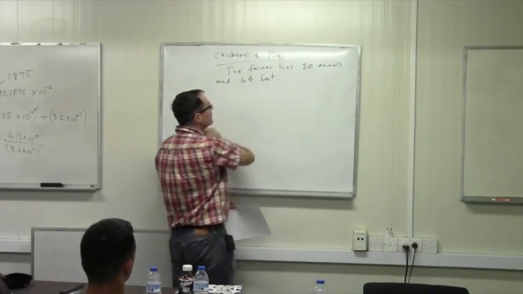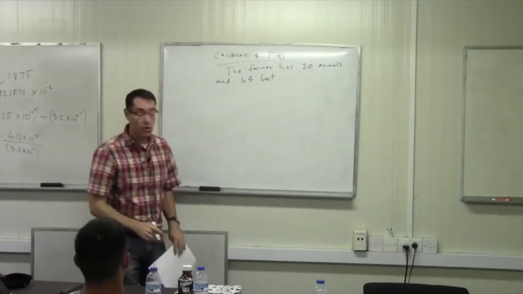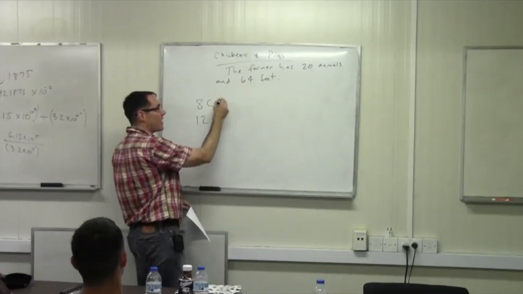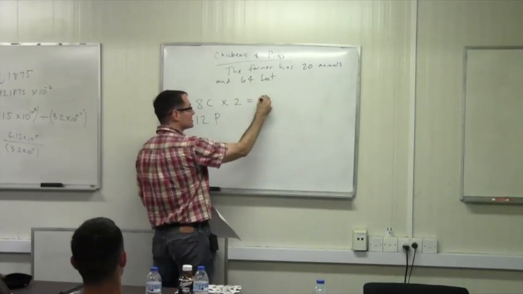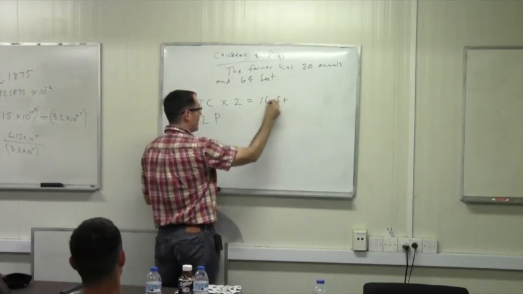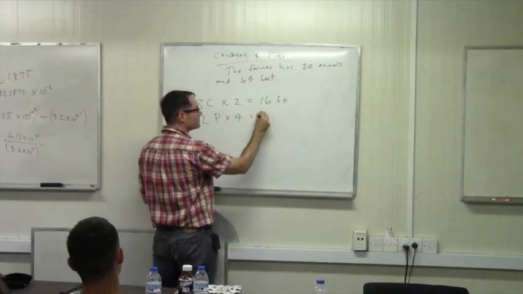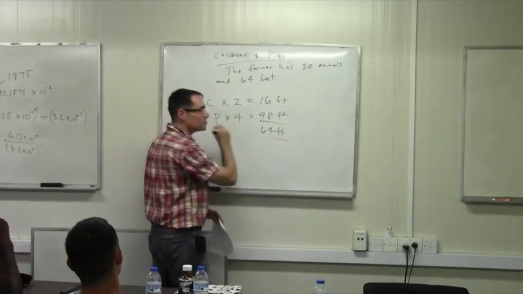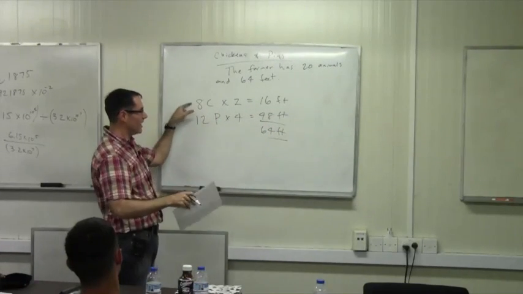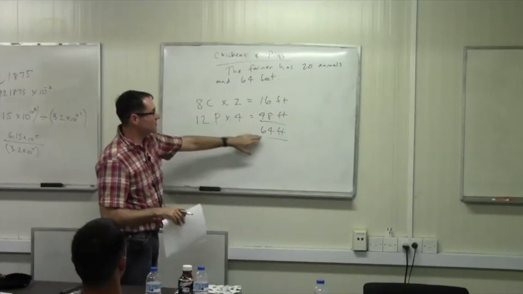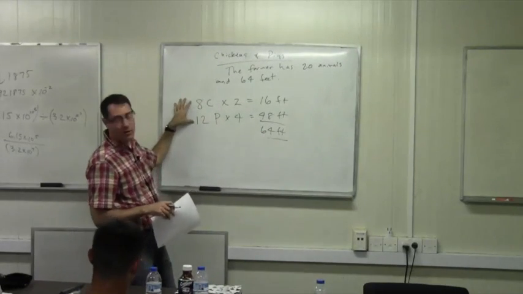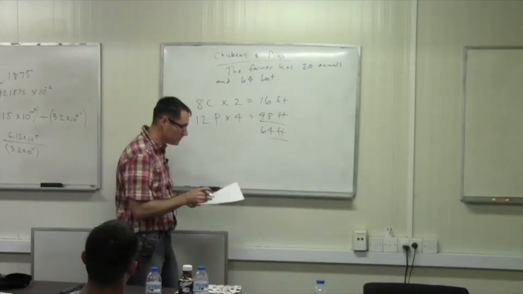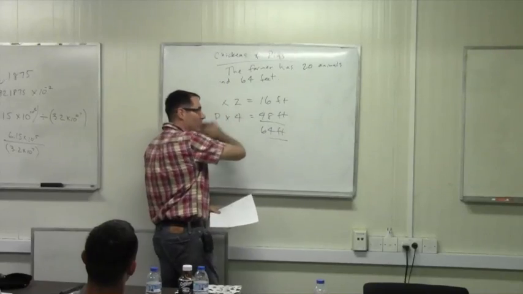Okay. So how would you check it? You would say, okay, I've got 8 chickens and 12 pigs. 8 chickens times 2 feet gives me 16 feet. And then 12 pigs times 4 feet gives me 48 feet. And then if I add those together, I get a total of 64 feet. There's your check. Because you said, okay, look, I've got 64 total feet, and I've got 20 total animals. That's how you check it. That's another way to do it.